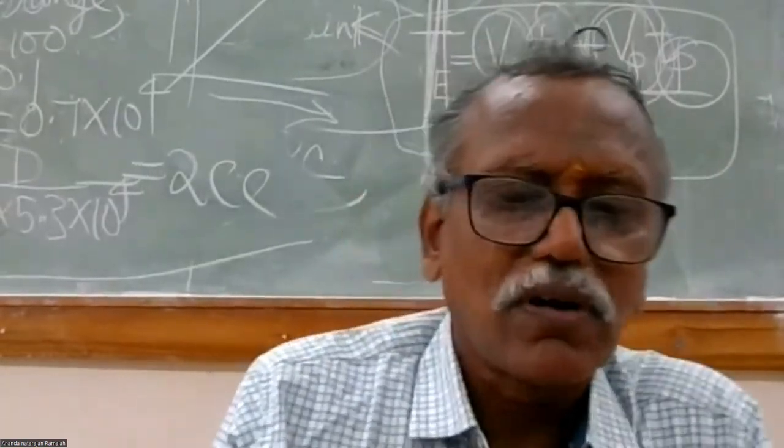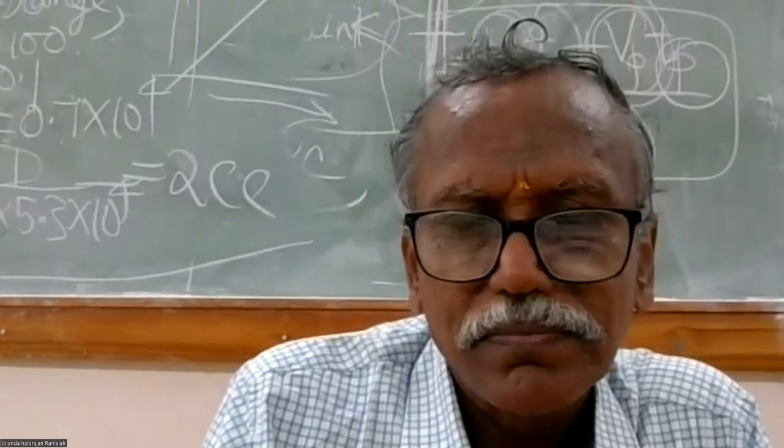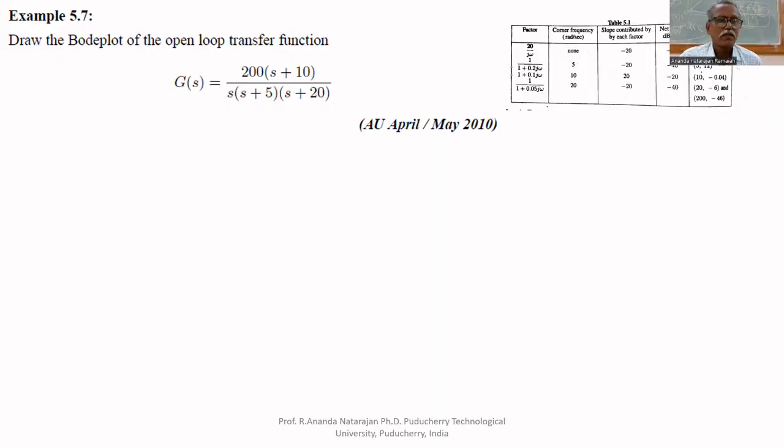Morning we have seen how to draw BODE plot. Now let us draw BODE plot for a given sum. Draw the BODE plot of the open loop transfer function G(s) = 200(s + 10) / [s(s + 5)(s + 20)].